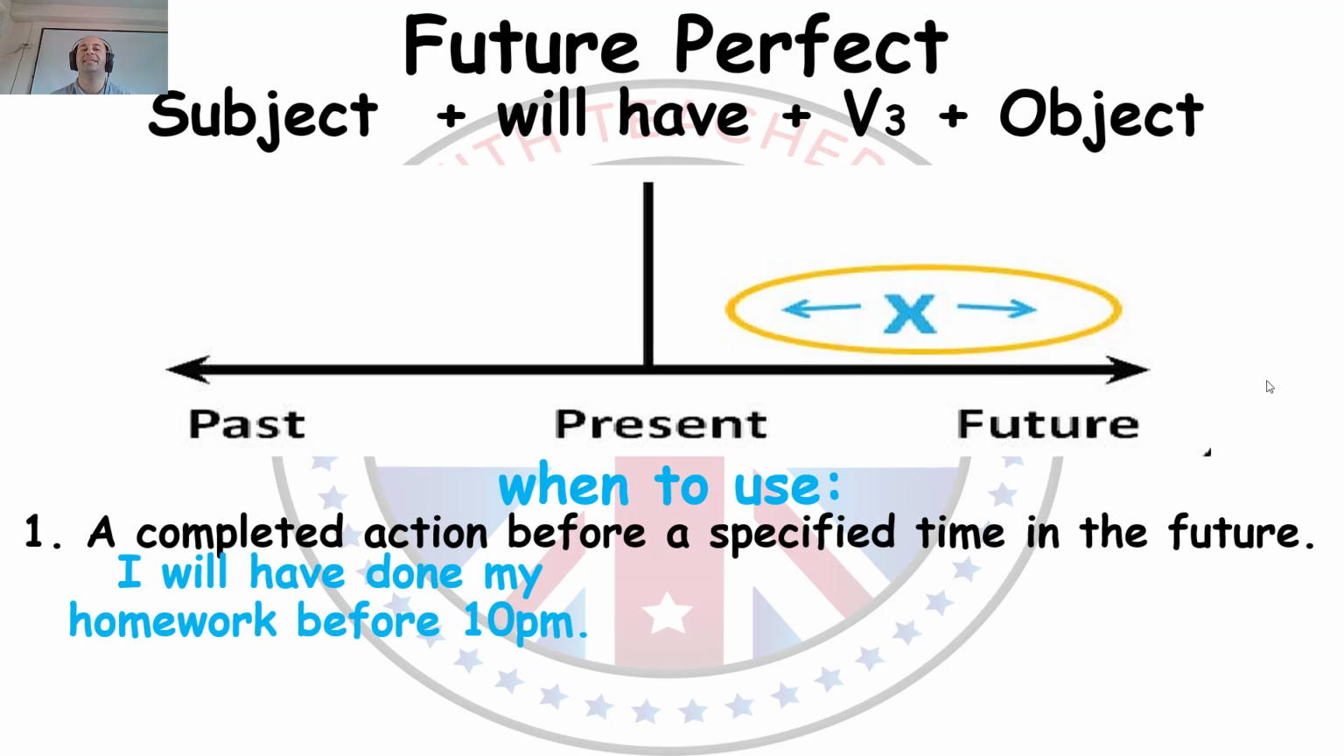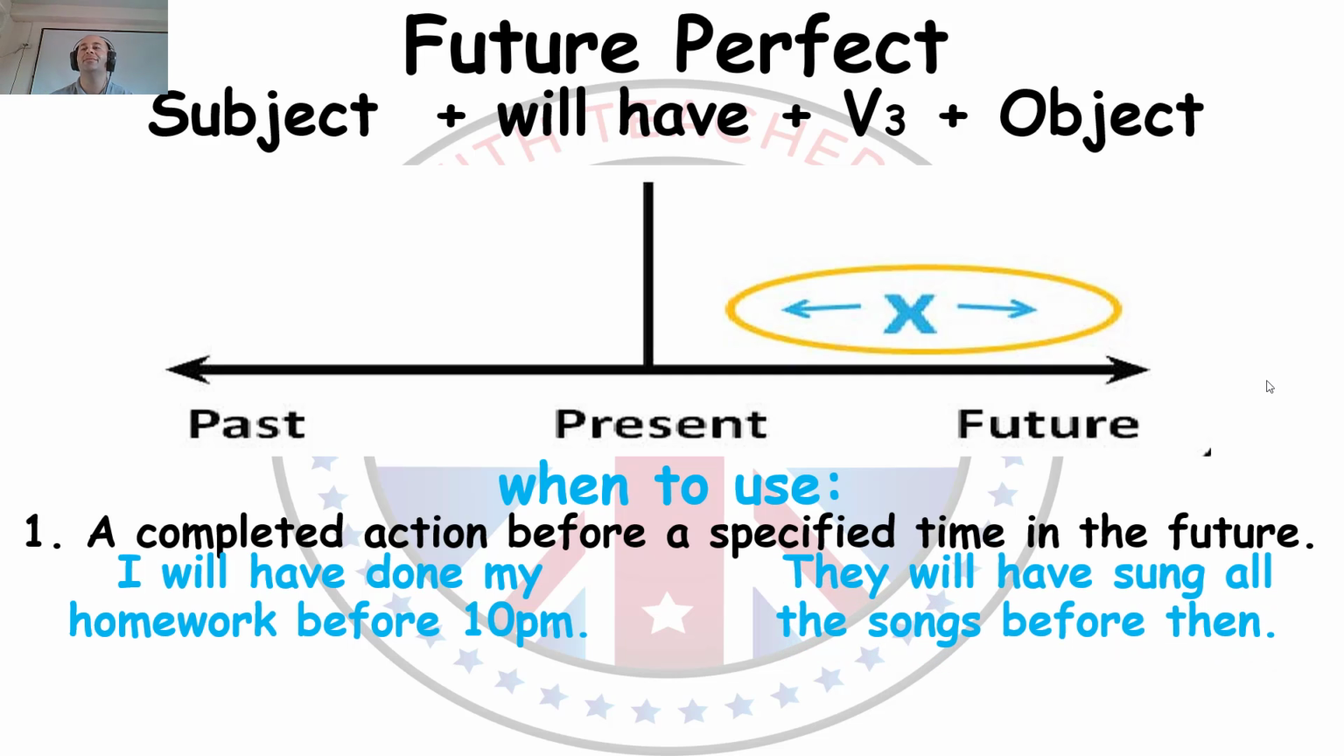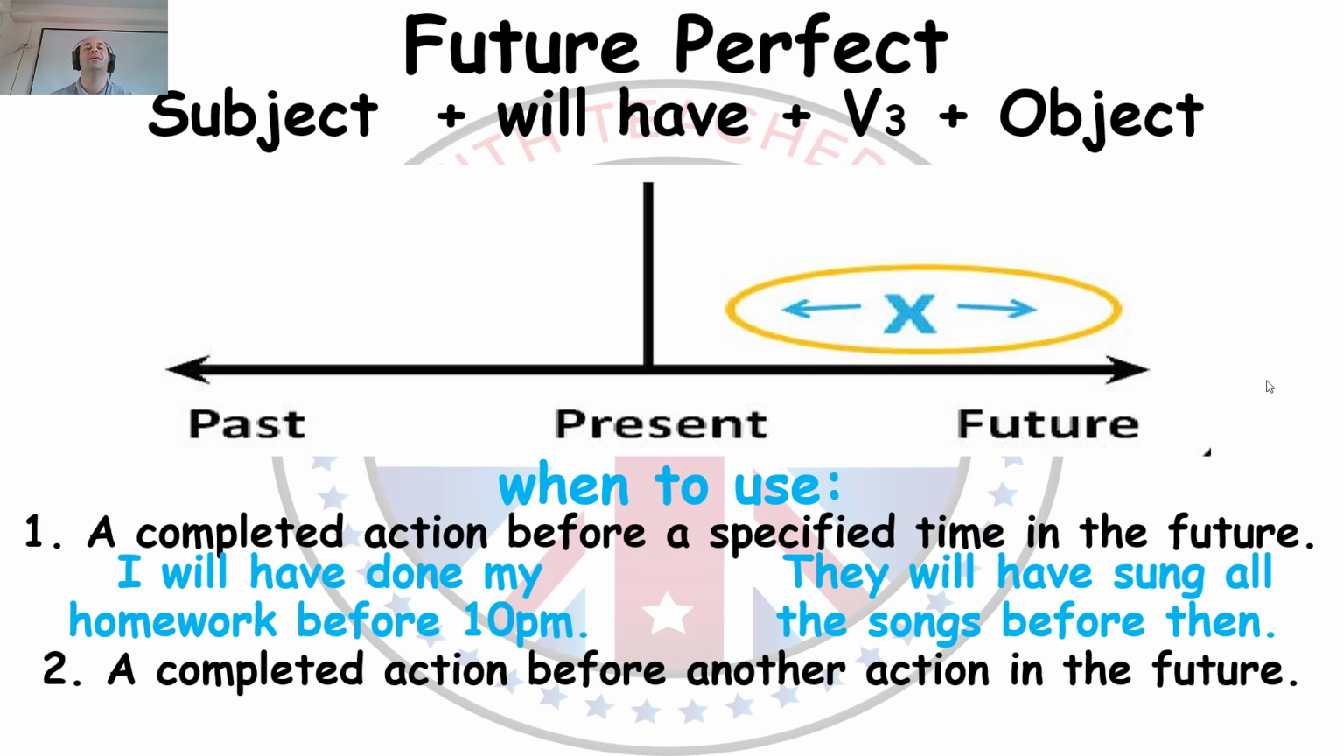So, to change the sentence, you could say, I will have done my homework before 10 p.m. Okay? Or, they will have sung all the songs before then. And again, a completed action before another action in the future. So two things happen in the future. One is finished, the other one starts. Okay?